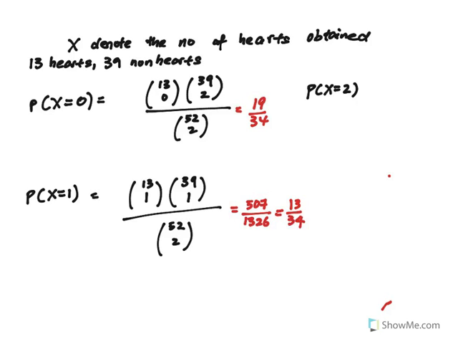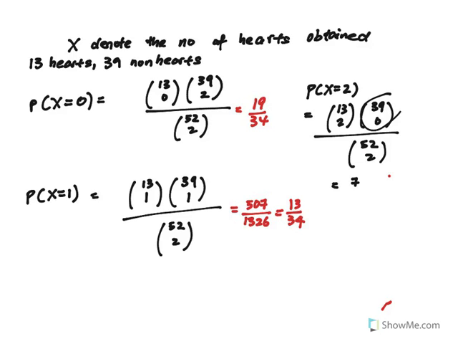The probability of X equals 2 would be 13 choose 2, meaning out of 13 hearts I choose 2, and out of the 39 non-hearts I choose 0, over 52 choose 2. If you choose not to write the second part, that's fine also, because it's just 1. This will be 78 over 1326, which equals 1 over 17.